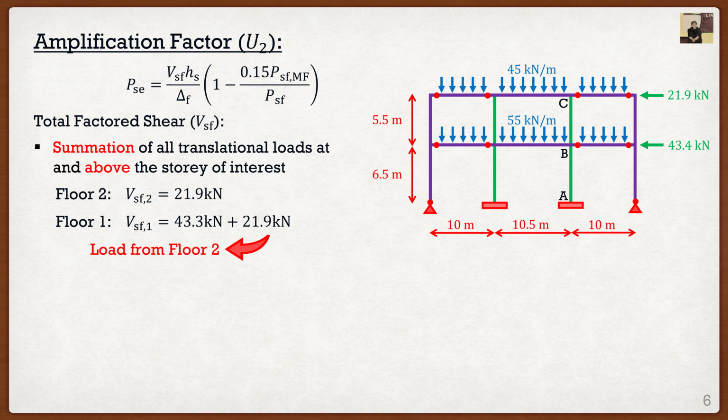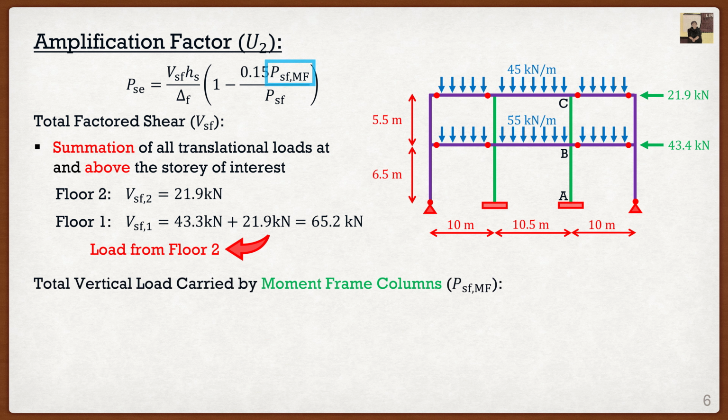A lot of students would just say VSF1 is equal to 43.3. That's not really true. We have to add that load from above. So VSF1 is actually equal to 65.2. So once you guys get the hang of this, again, piece of cake, everybody is laughing. The last parameter that we need is PSF-MF. So this is going to be the total load carried by the moment frame columns.